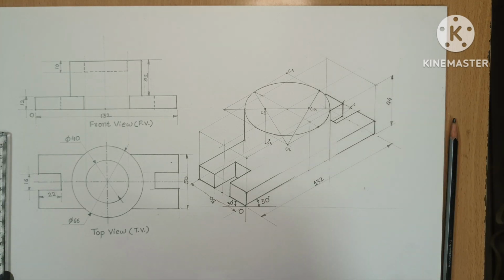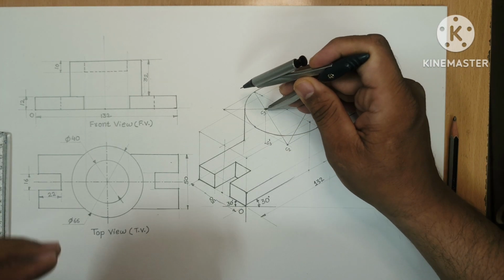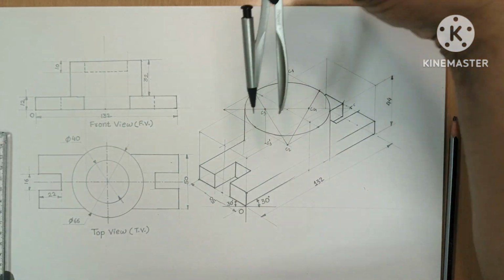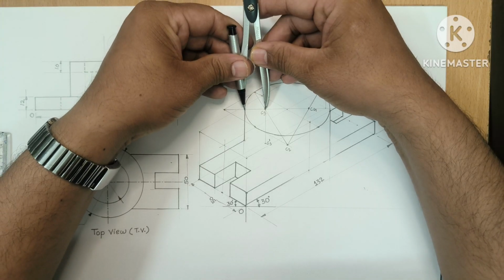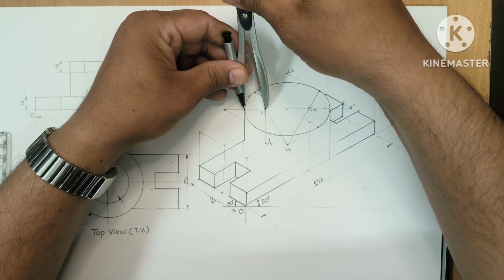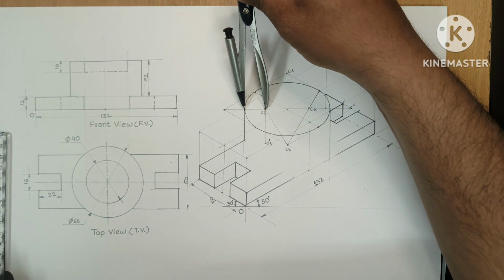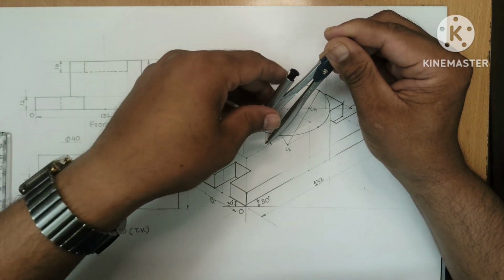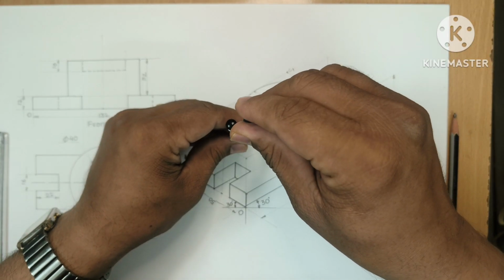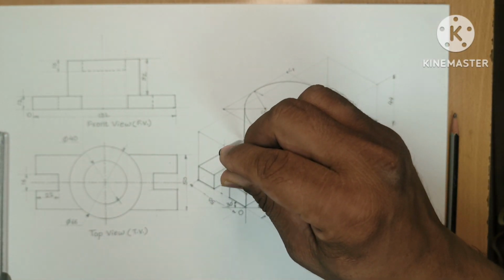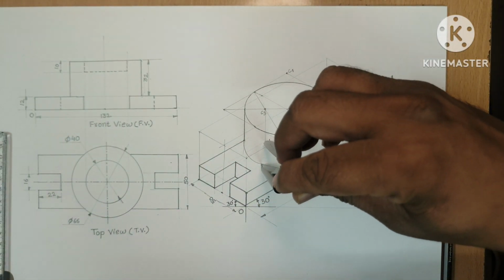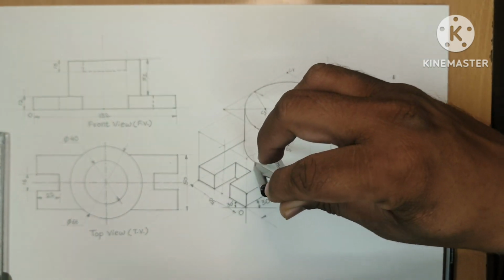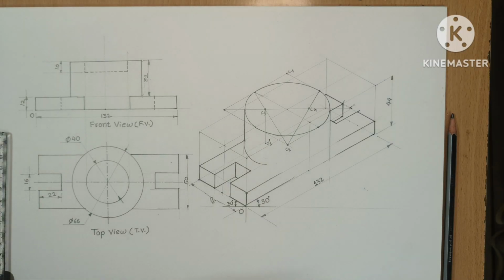Taking the distance in the compass, take this one as the radius. See here, I am trying to show the distance. Center C3 will be there and radius will be this one. Transfer this point as C3 dash 32 millimeter below, and then I will draw the arc up to this point.